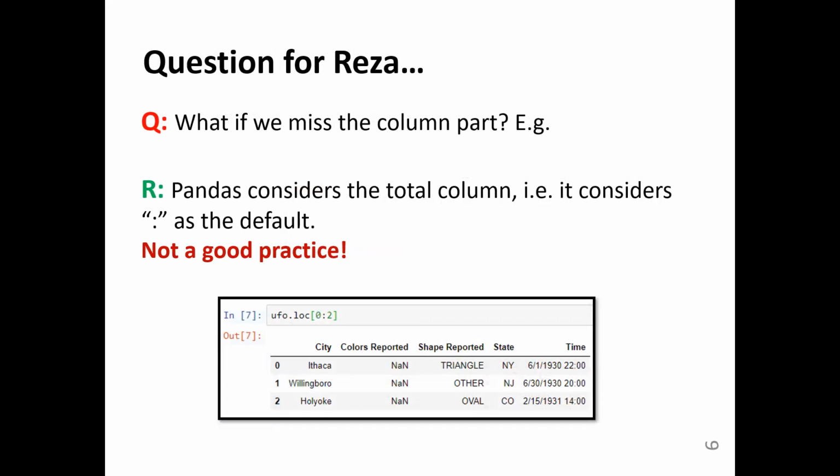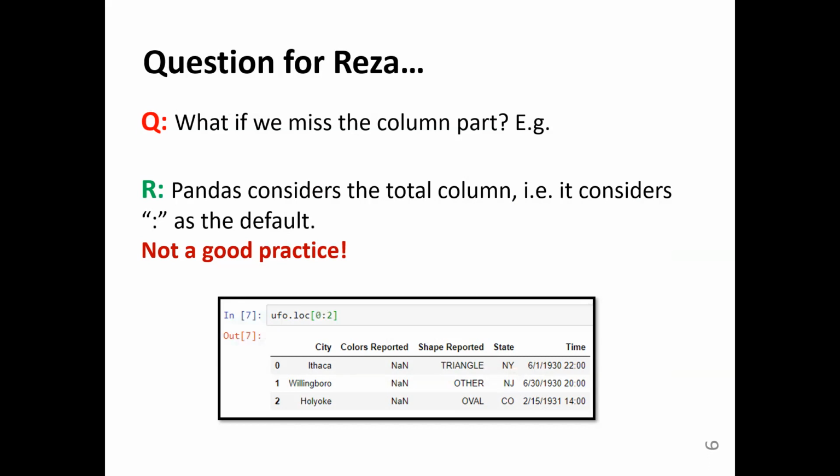So there is one thing. What does this mean? Go to the UFO data frame. Select row 0, row 1, and row 2, and all columns. Because if you do not mention, it means all columns.